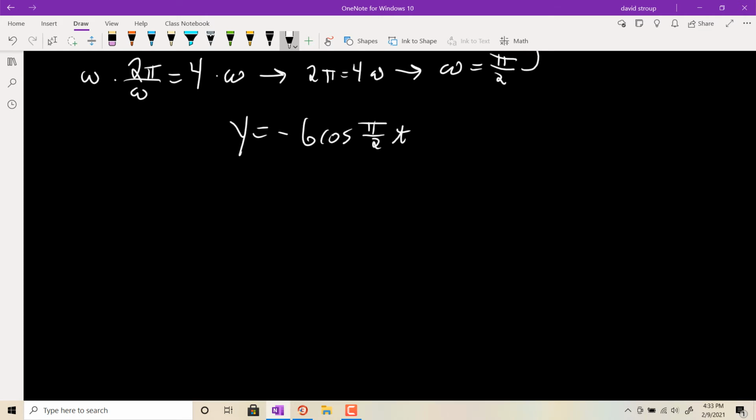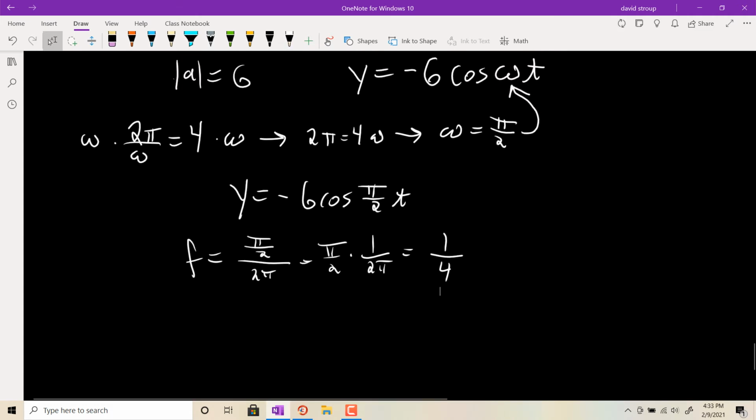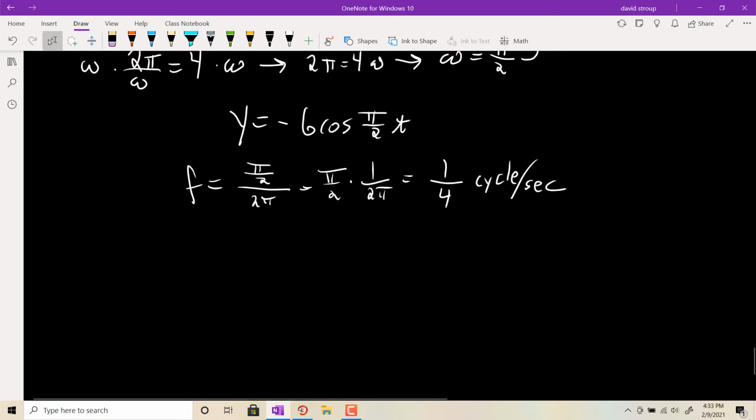All right, we're not done. They also want the frequency. Well, maybe they don't, but the frequency is easy. It's just omega over 2 pi. So the frequency is pi over 2 all over 2 pi. That's pi over 2 times 1 over 2 pi, which is 1 over 4. If you remember, every 4 seconds you have a period, so there's 1 cycle every 4 seconds. In other words, 1/4 cycle per second, and in 4 seconds you'll have 1 complete cycle.